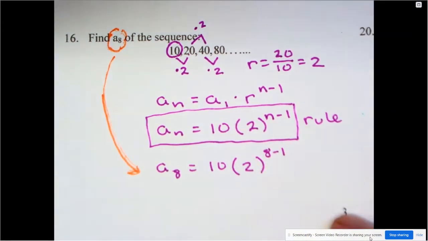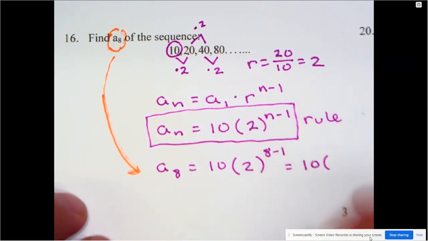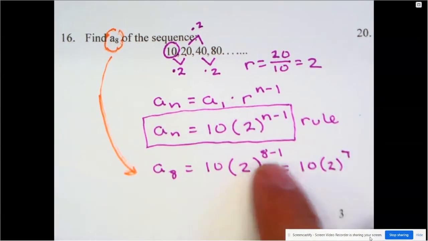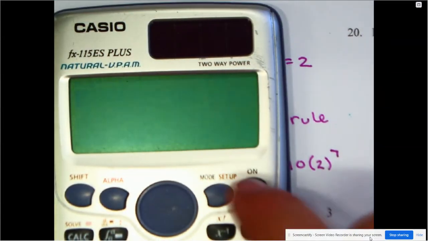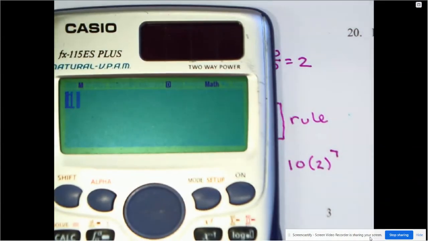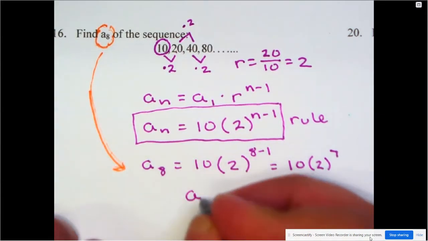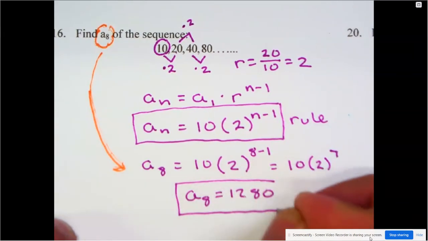And now we're ready for our calculator there. And so when I type this into the calculator, actually, this is what I would type in. Don't multiply the 10 and the 2, of course, because the 2 has a power of 7. So that's what I type into my calculator. Let's see what we get. All right. So it's 10 times 2 to the power of 7. And there you go. 1,280 is the 8th term in this sequence. All right. So there we go.